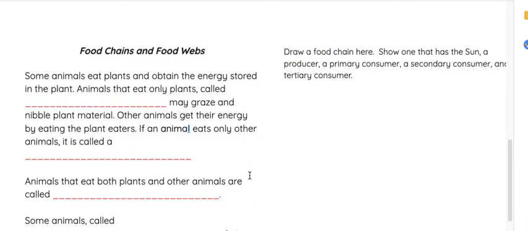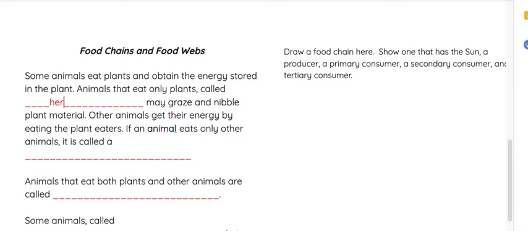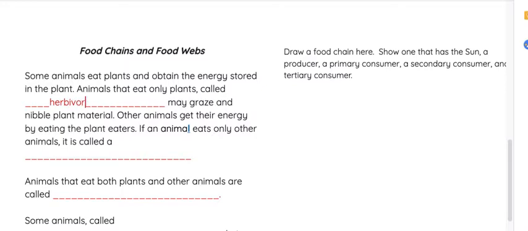So next we have food chains and food webs. In our first paragraph it says some animals eat plants and obtain the energy stored in the plant. Animals that eat only plants are called herbivores. This is a weird spelling, H-E-R-B-I-V-O-R-E-S. Herb means plant, vor means to eat. All right. They may graze and nibble plant material.